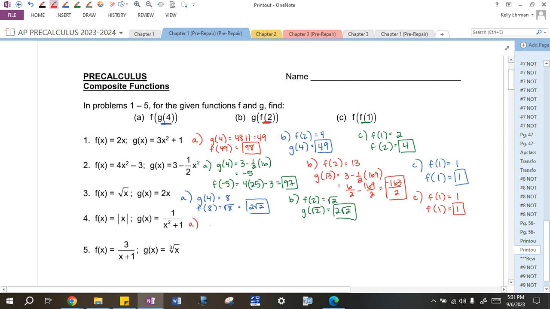For number 4, g of 4 is 1 over 16 plus 1, 1 over 17. F of 1 over 17 is the absolute value of 1 over 17, so it's also just 1 over 17. Part B, start with f of 2. Absolute value of 2 is 2. Plug that into g. G of 2 is equal to 1 over 4 plus 1, 1 over 5.